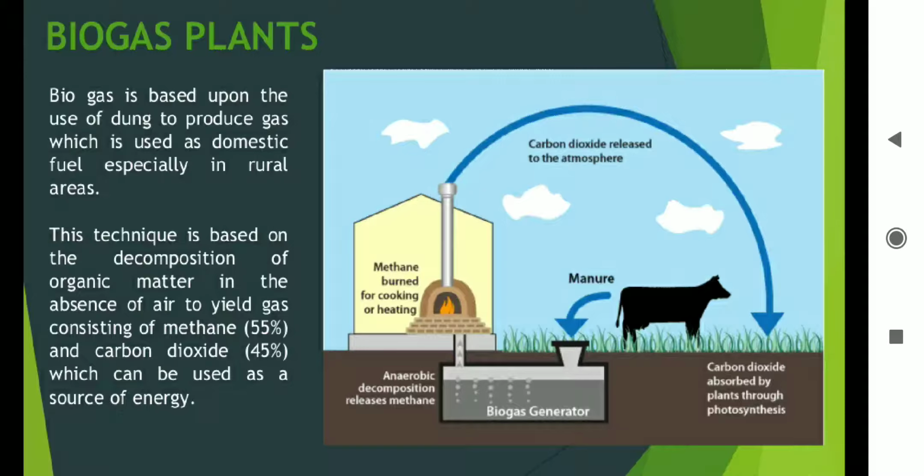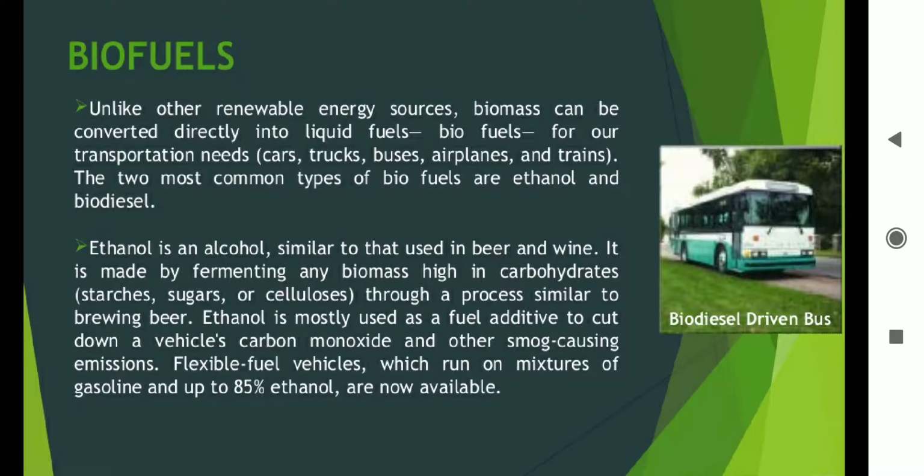After using this biogas for cooking, as we know, after burning this biogas some carbon dioxide is released into the atmosphere, and this carbon dioxide is absorbed by the grass, our bio. So the cycle is completed. That's why this type of energy is called a renewable source of energy. In the next slides, we see the applications of biogas.